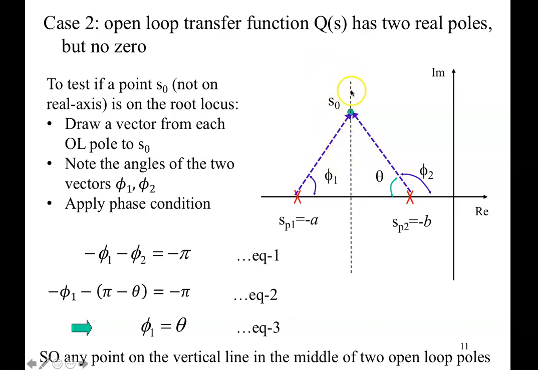Now if I draw a vertical line there, any point on that vertical line, halfway between this pole and that pole, will give me this angle and that angle the same. It will give me an isosceles triangle. So just to summarize, the vertical line halfway between the two open loop poles will be on the root locus because they meet that condition, phi 1 equals theta.